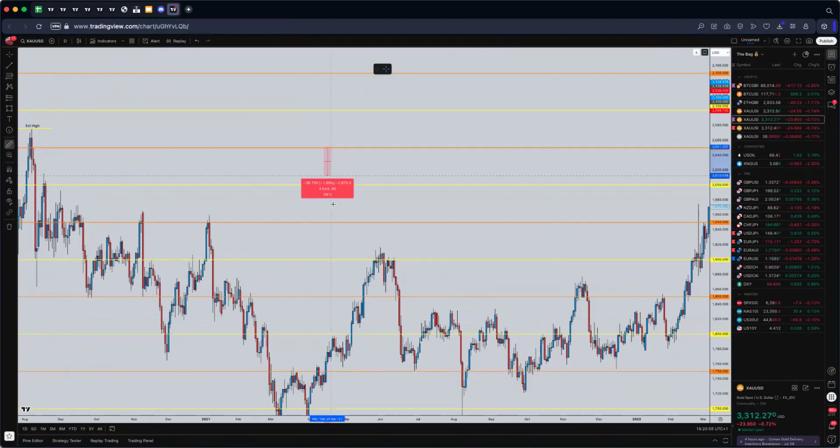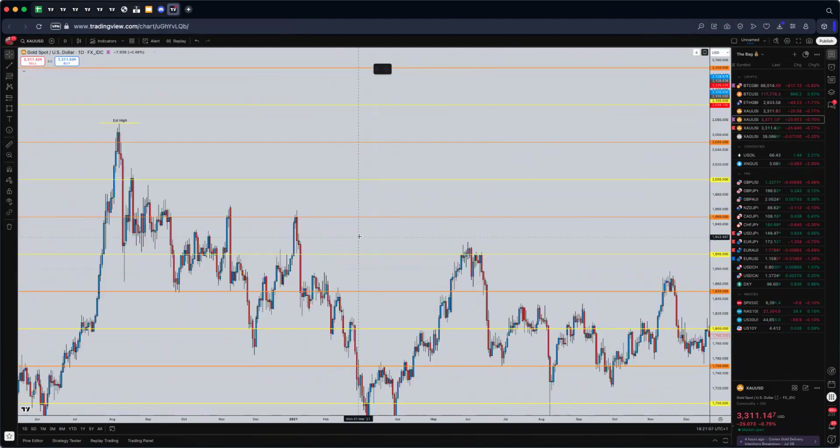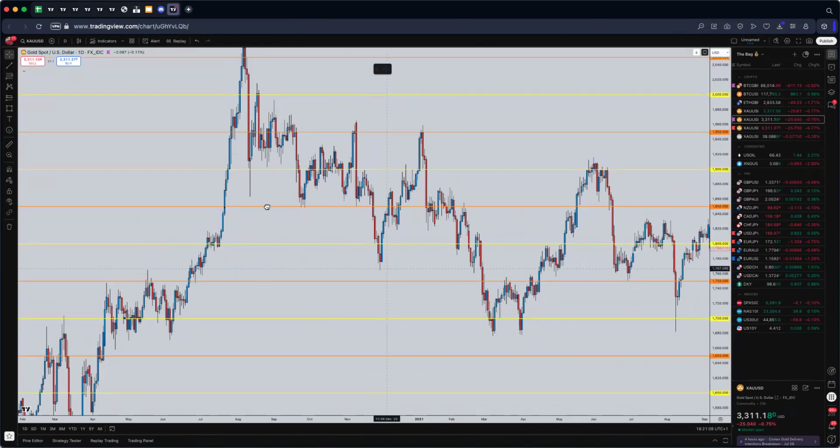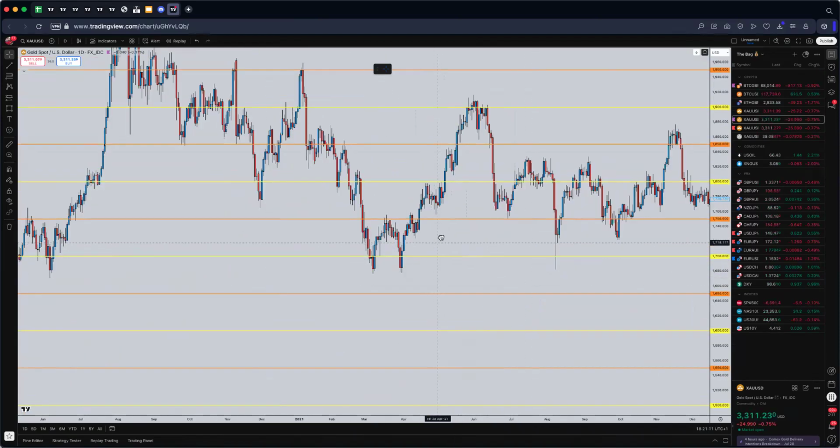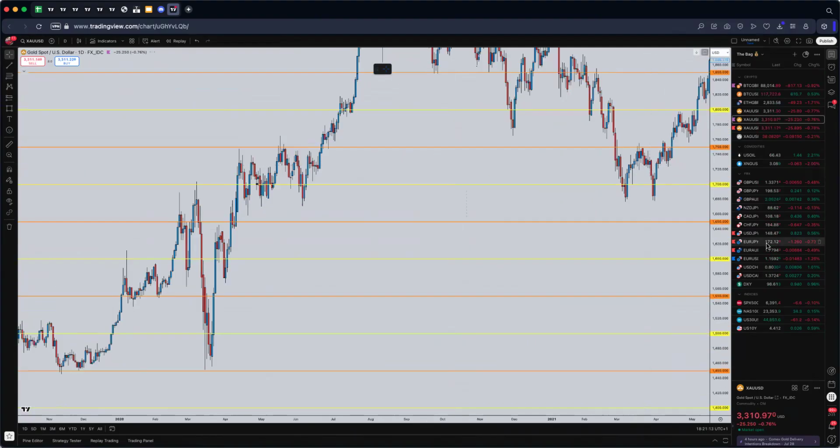From orange to orange is 1,000 pips, and then from orange to yellow is 500 pips. Why I did this is basically quarter points theory. I'm sure you've probably heard about that before. Quarter points theory, literally, and then you start to understand why this is very powerful.